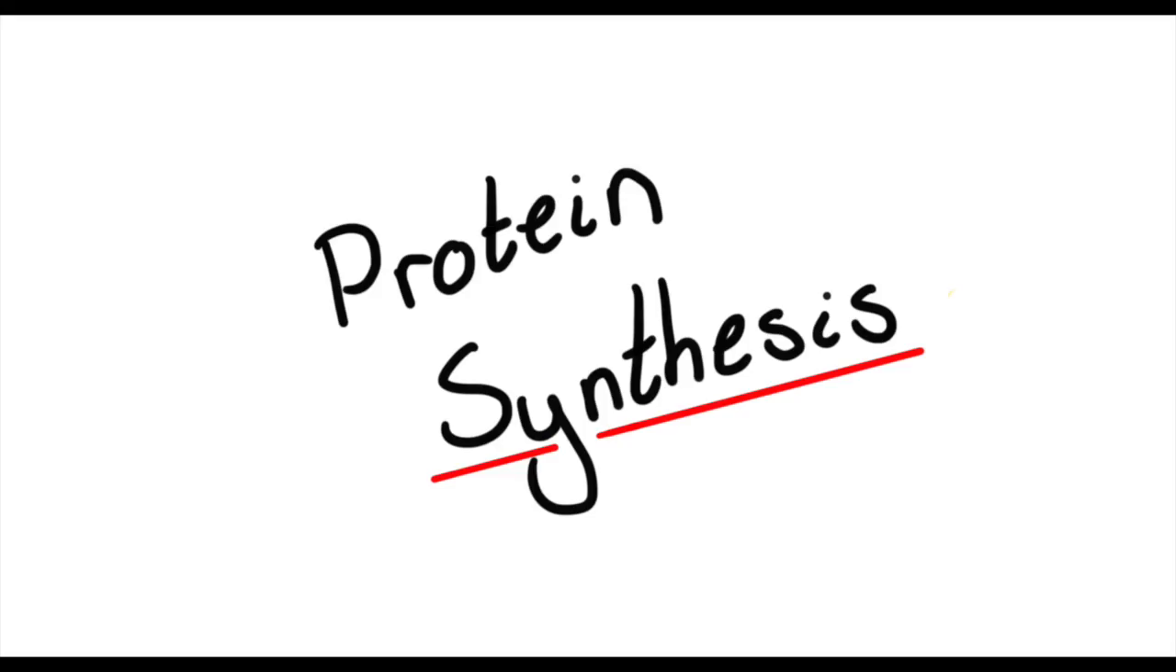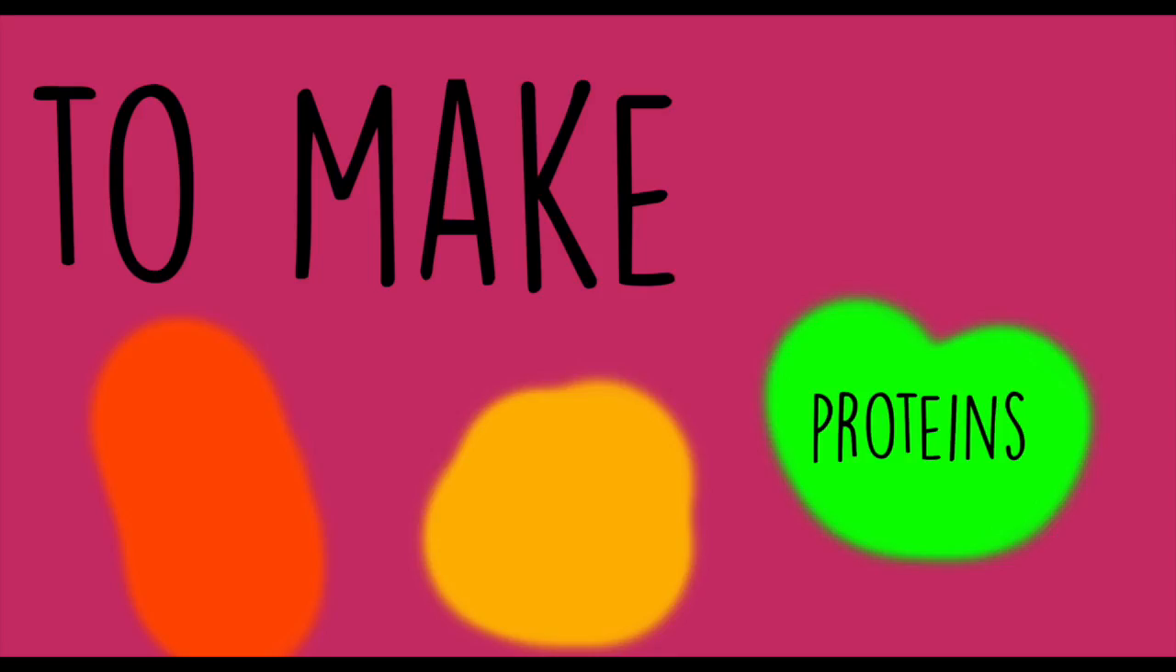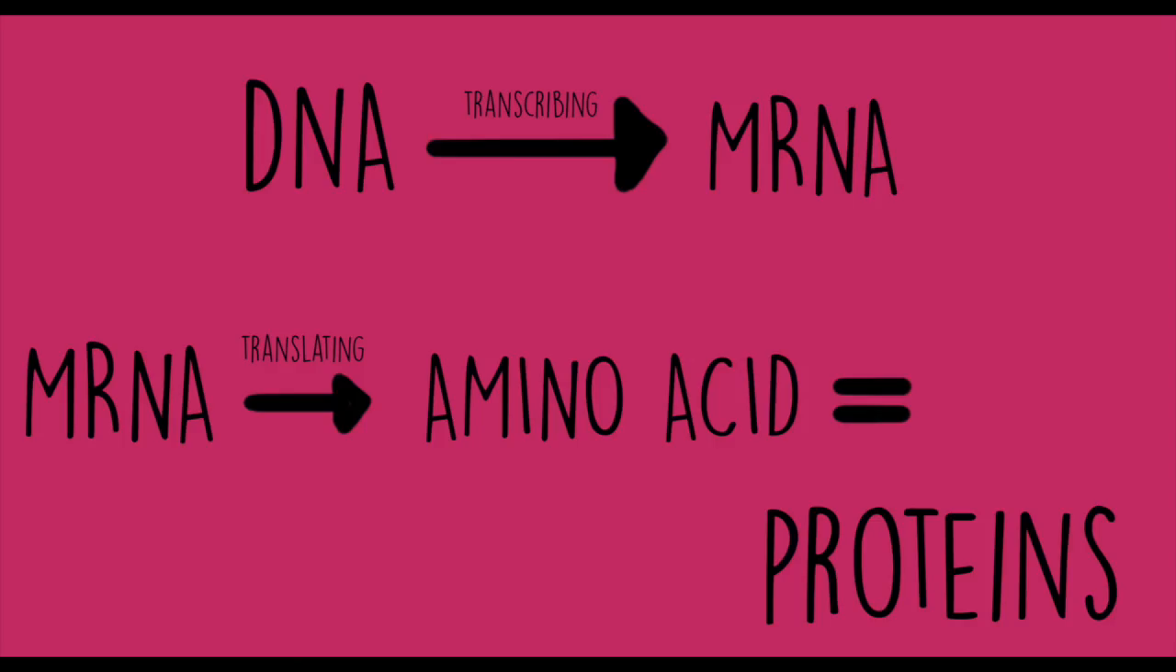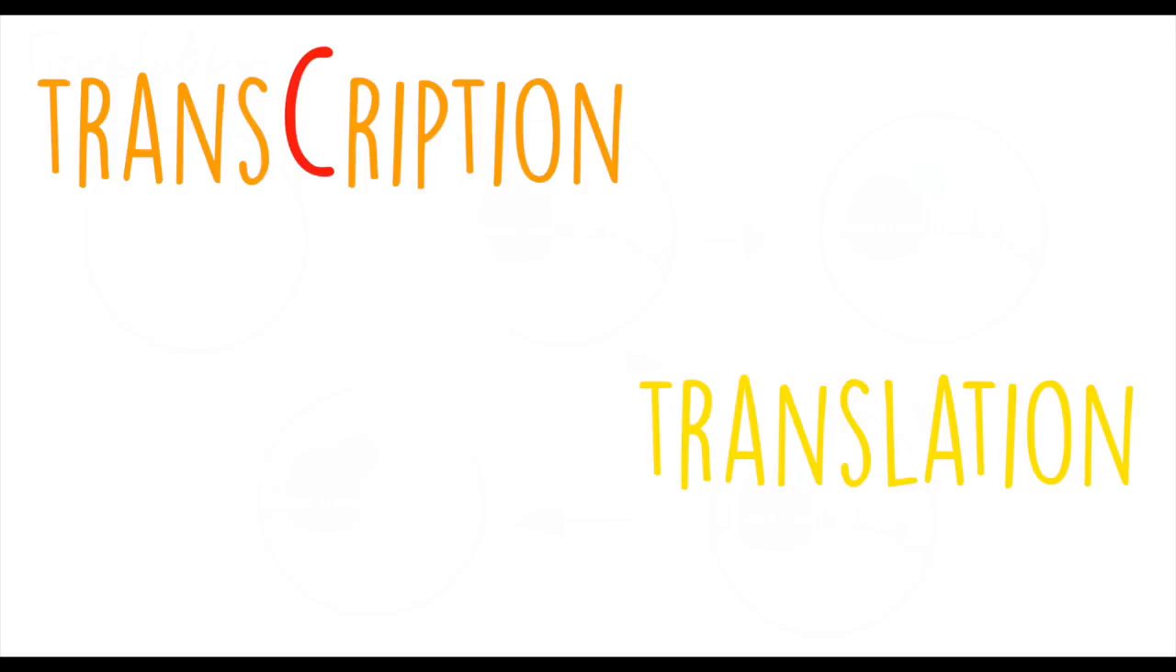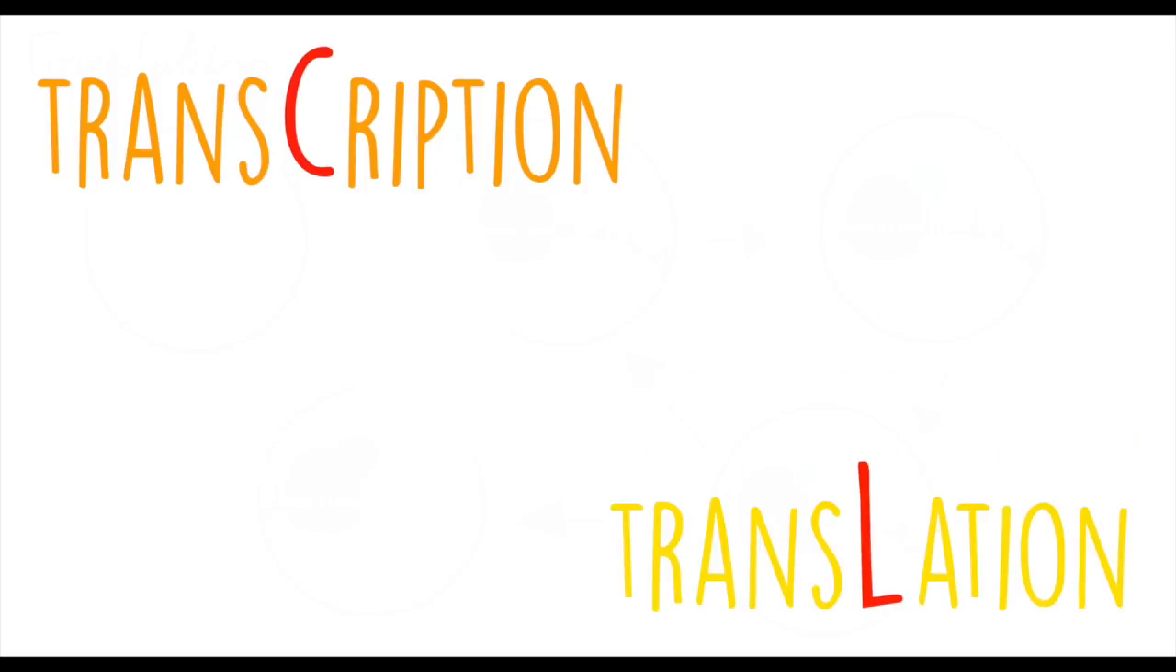The term synthesis means to make something from simpler material, so protein synthesis means to make proteins. This is the process of transcribing DNA into mRNA, then translating mRNA into amino acid sequences. Eventually, these will become proteins. Protein synthesis has 2 major steps: transcription and translation. Because transcription and translation sound so alike, if you remember that C comes before L in the alphabet, you can remember that transcription comes before translation.